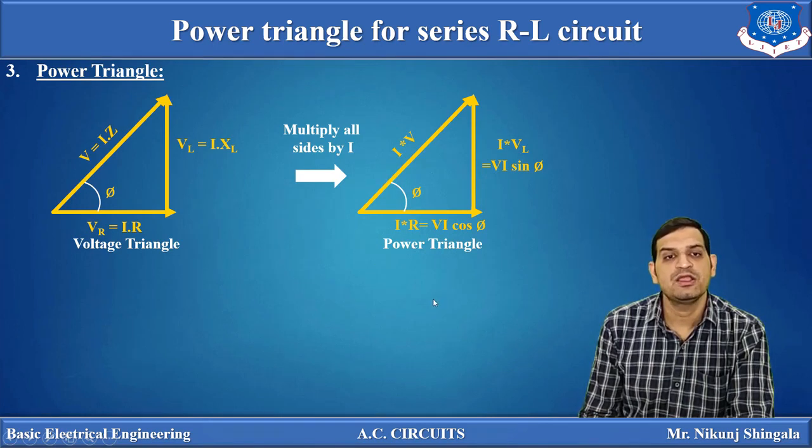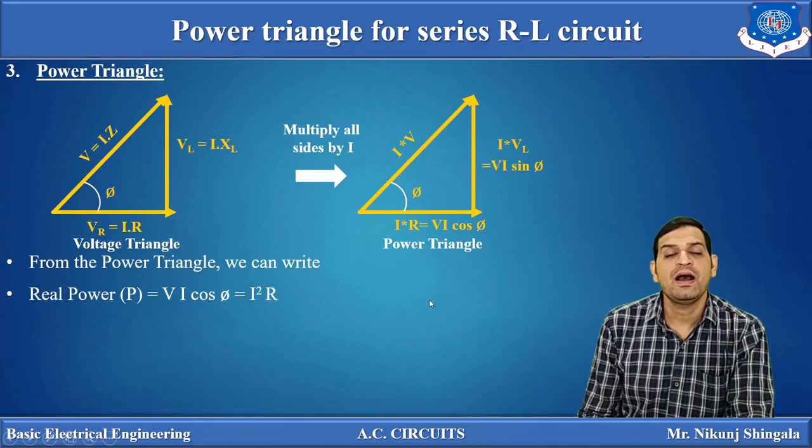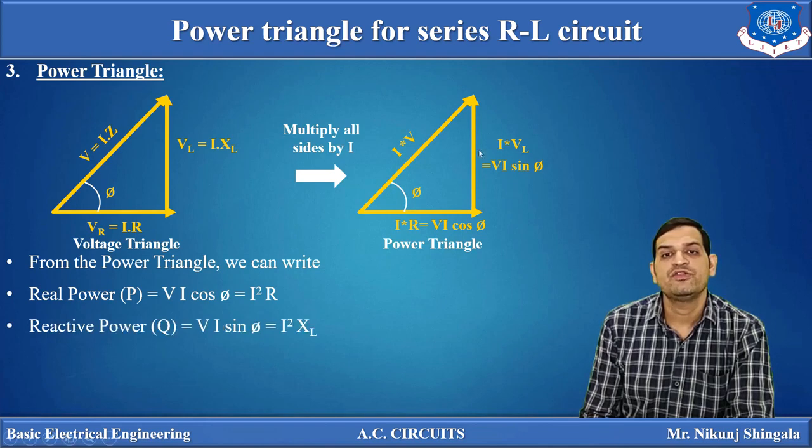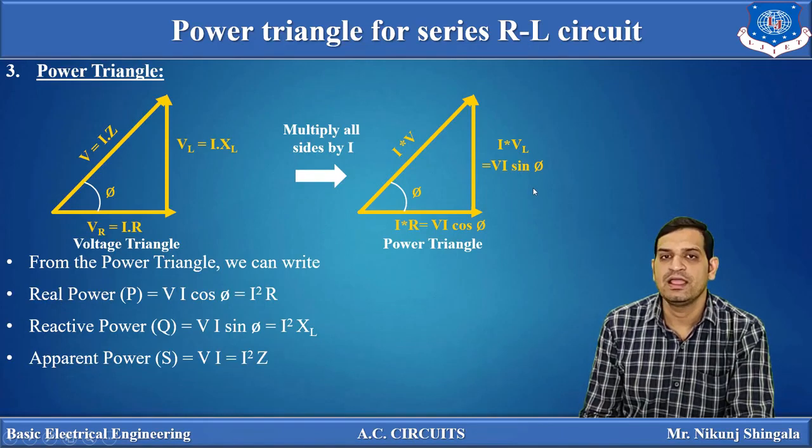So from this power triangle, we can define real power, that is actual power or average power. P is equal to VI cos phi or I square into R. Similarly, reactive power, denoted by Q, is equal to VI sin phi, which is equal to I square into XL. And finally apparent power S is equal to VI, or since we know V is equal to I into Z, it can be written as I square Z. So these are the three powers which we get from the power triangle.